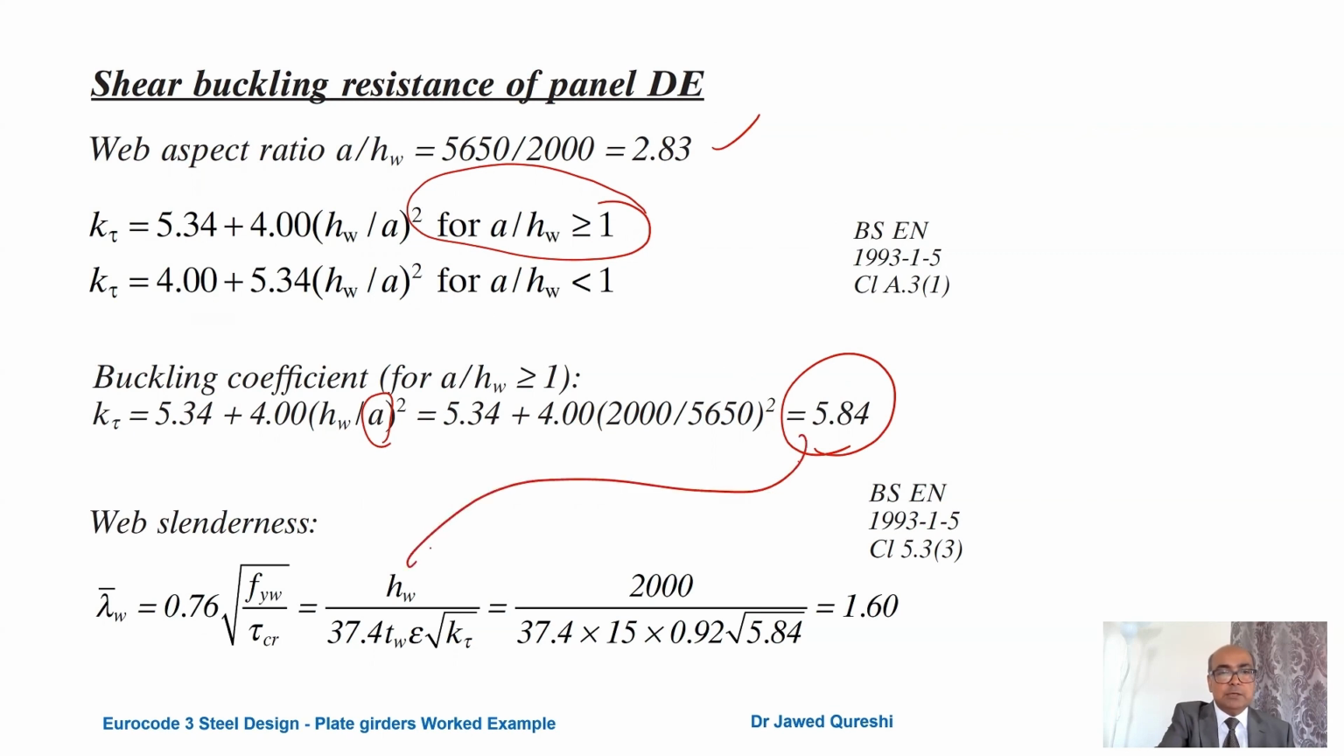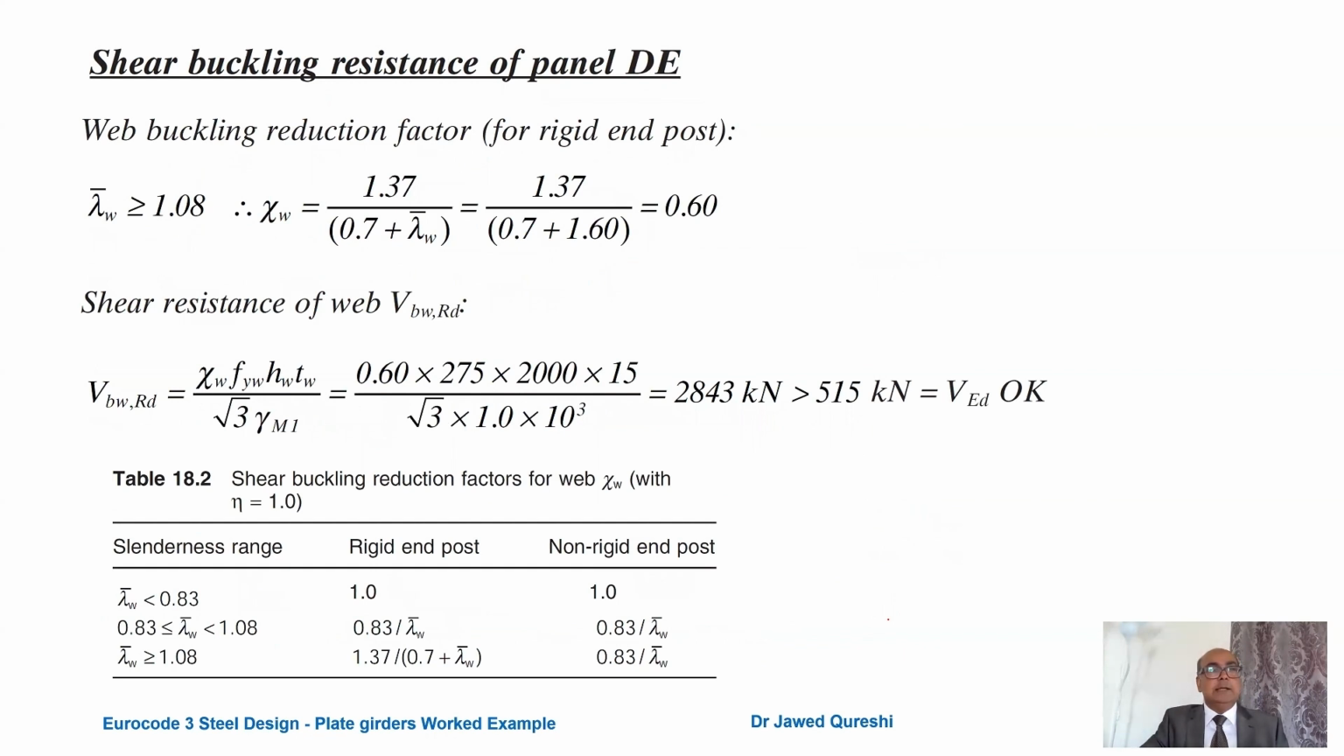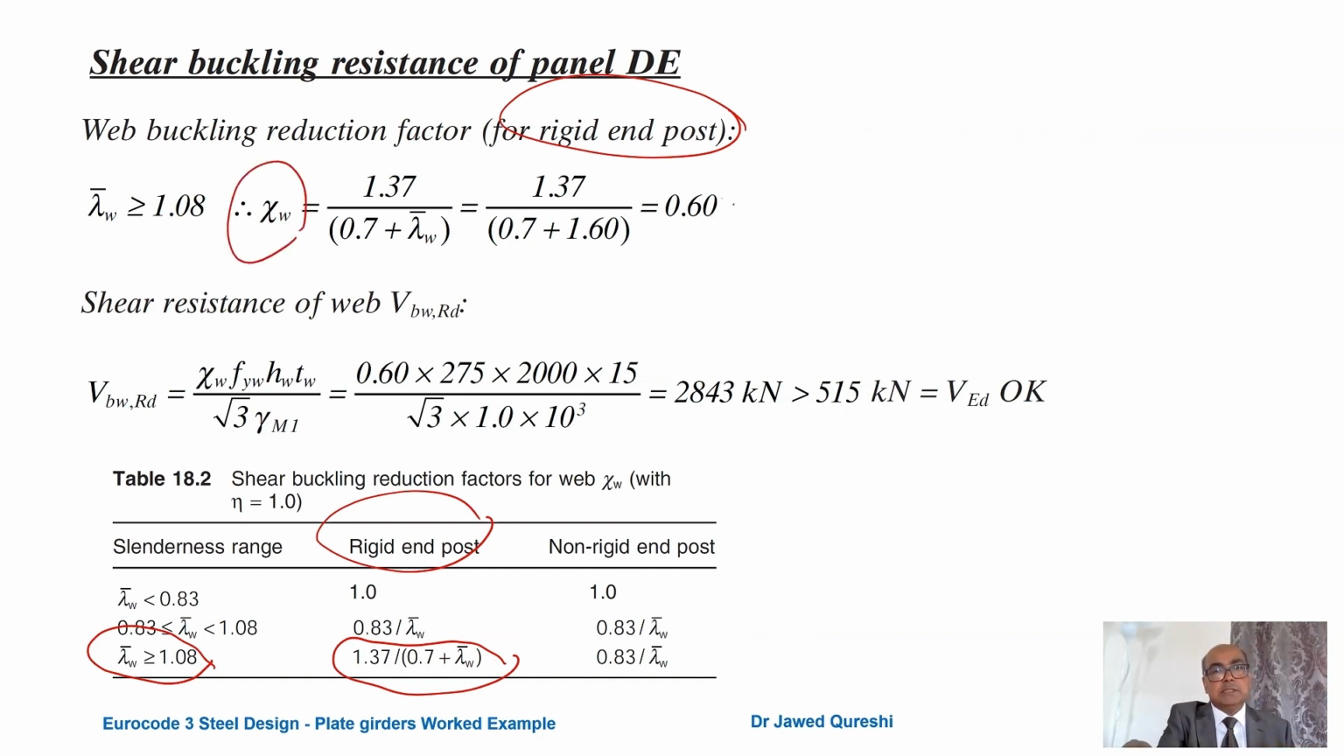Again, if we put these values back in here for lambda dash W, the only thing changing is K tau. We get lambda dash W as 1.6. So let us see what formula we can use to find out the reduction factor. As lambda dash W is 1.6, which is greater than 1.08, it means that for rigid end post, we will be using again this formula 1.37 divided by 0.7 plus lambda dash W. So from here, we get value of reduction factor TW as 0.6.